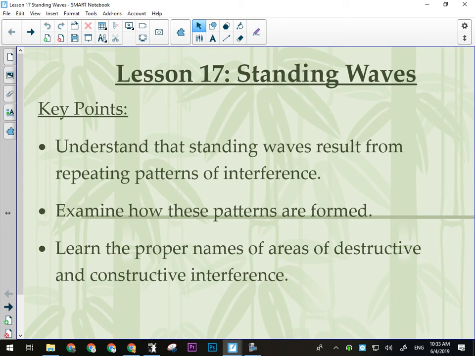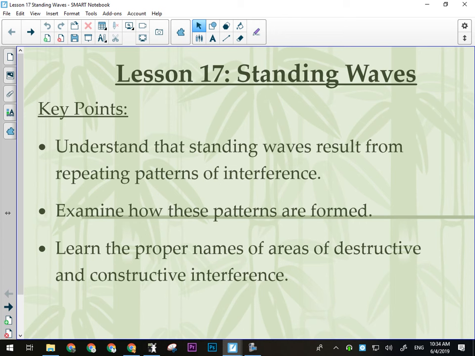So standing waves result from repeating patterns of interference. Now, if I'm going to get repeating patterns of interference, what properties of the waves need to be the same? Wavelength, frequency, and speed. They all have to be the same. If I'm going to get the waves to always interfere constructively in one place and destructively in another, always in the same place, then all the waves have to be identical. If they're not, then I'll just get a jumbled mess, and I won't get a pattern. So all the waves have to be identical.